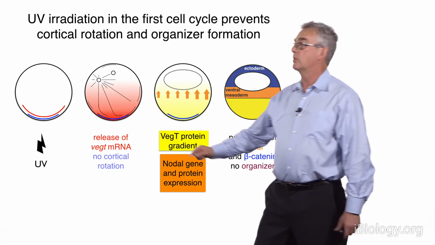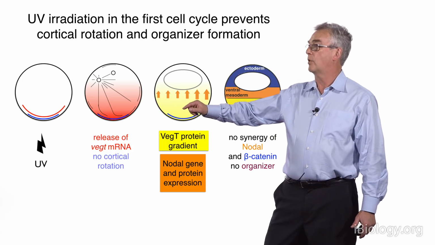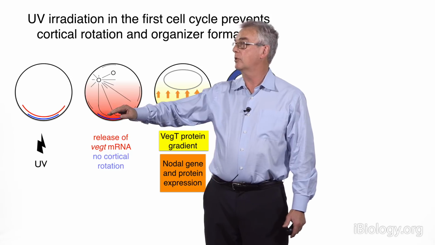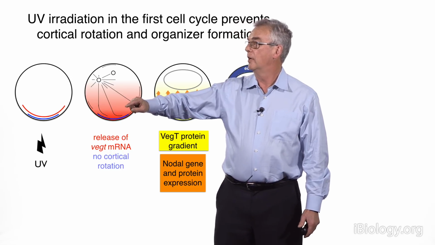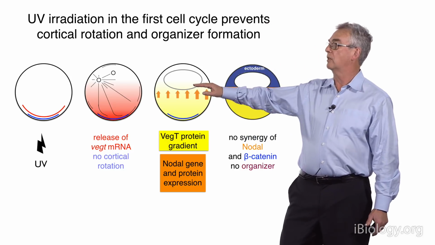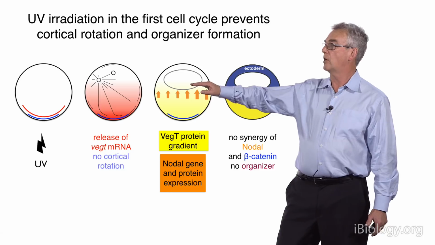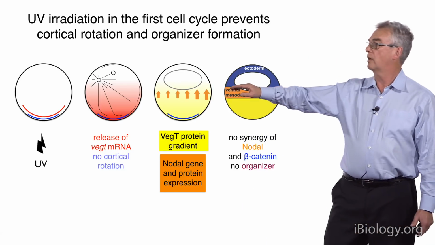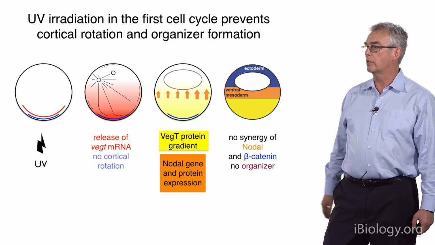Either way, what happens is that we get the release of the VegT, and we get the graded VegT protein, which turns on nodal. But in the case of the lack of cortical rotation, this purple signal stays down here. As a result, there is no synergy on this side. There's no overlap between the signals, and so this whole marginal zone behaves like the ventral marginal zone. You get a ventralized type of embryo with no organizer.